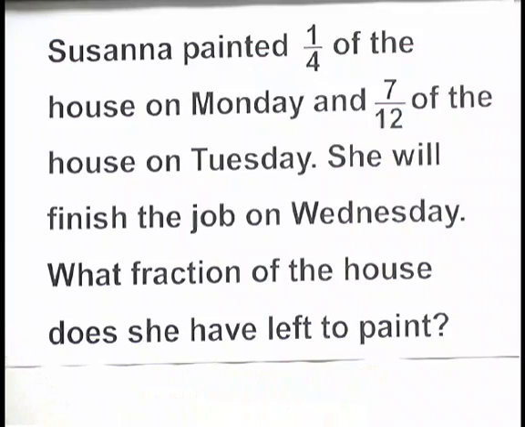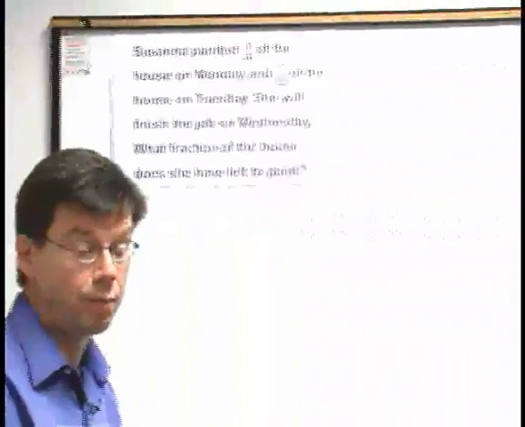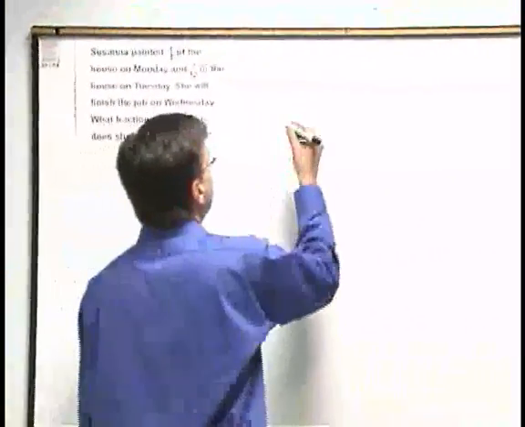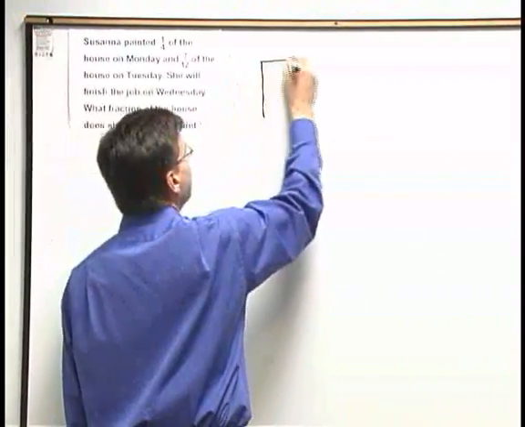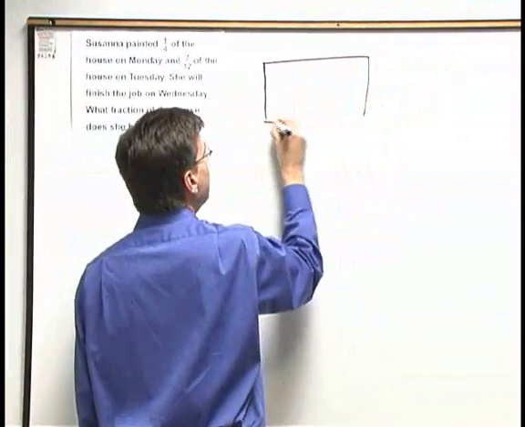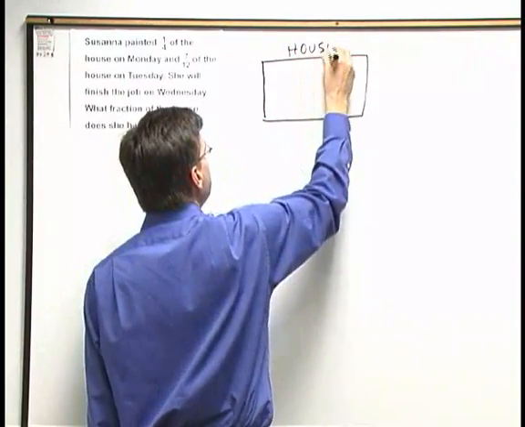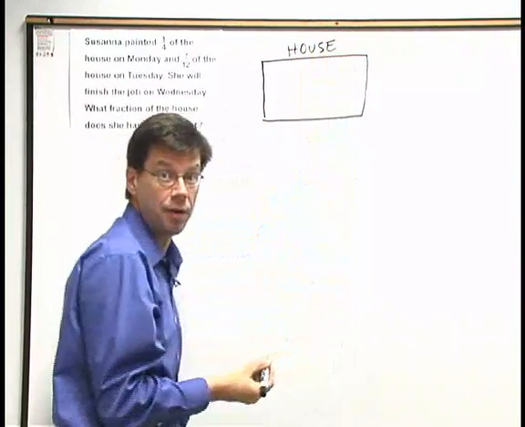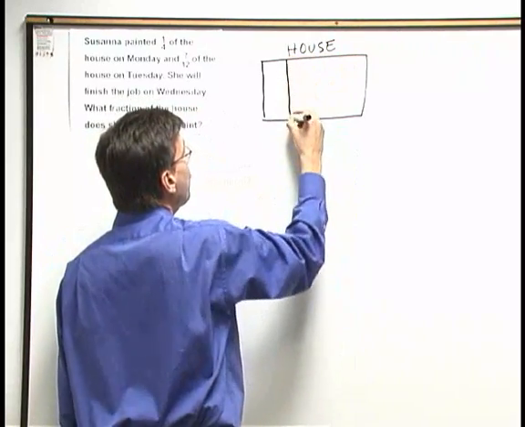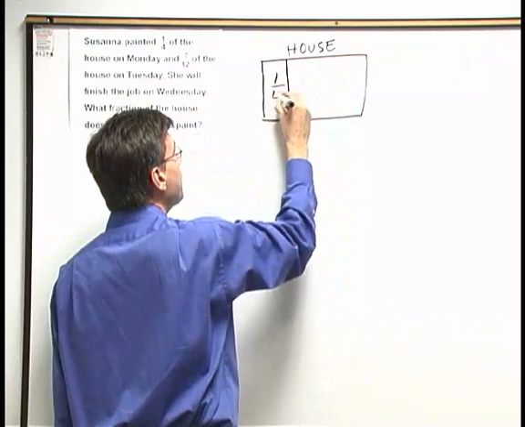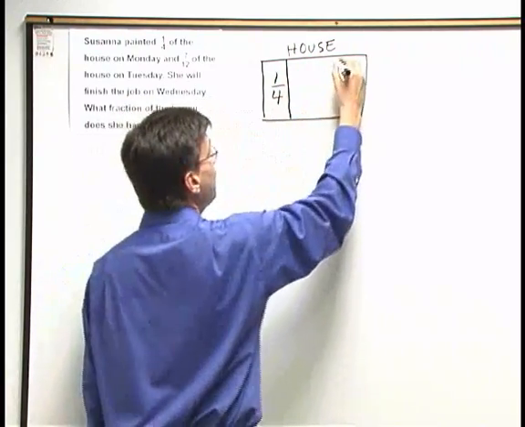Let's draw a picture to illustrate the situation in this problem. I'm going to draw a picture that represents Susanna's house. Here's her house. And she's been painting parts of her house, right? On Monday, she painted 1/4 of the house. And on Tuesday, she painted 7/12.